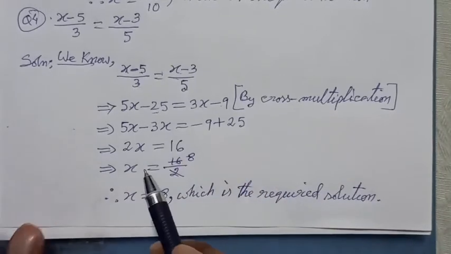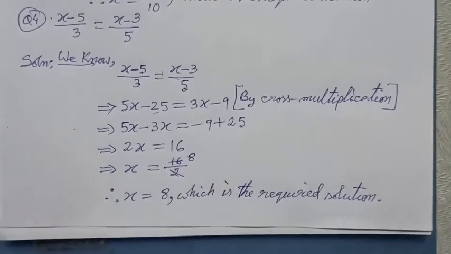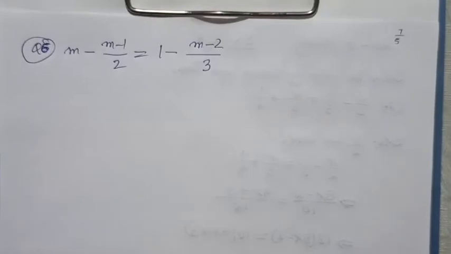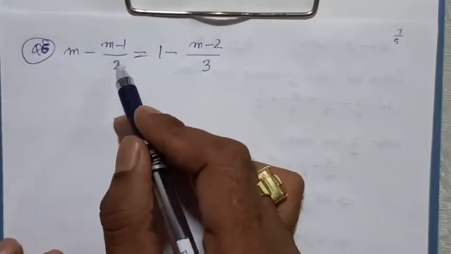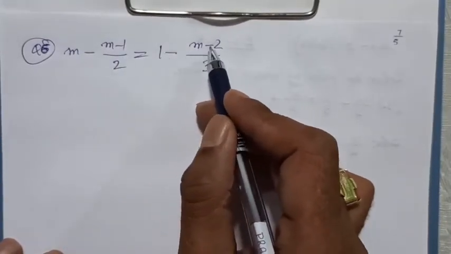The question is not so difficult, so I hope that you can understand this. Question number 5 is the same, so you try question number 5. Now next question, question number 6. m minus 1 by 2 is equal to 1 minus m minus 2 by 3.